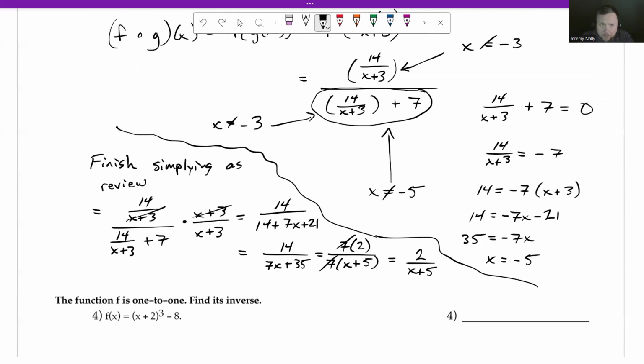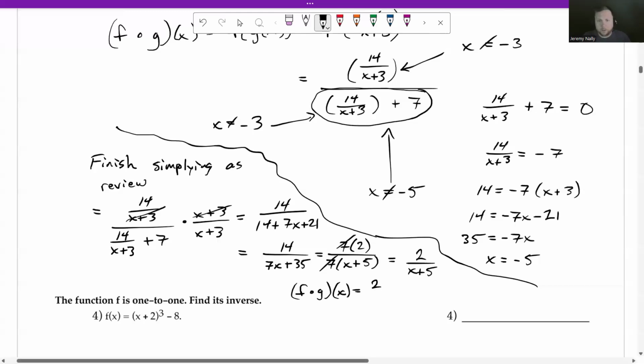Now this composite function that we end up with, f composed with g of x equals 2 over x plus 5. If I just state it this way, it's not completely truthful. We also need to add on that x can't be -3, because when we go through that process of plugging everything in and simplifying, we lose that information as soon as we multiply through by this to cancel those out.